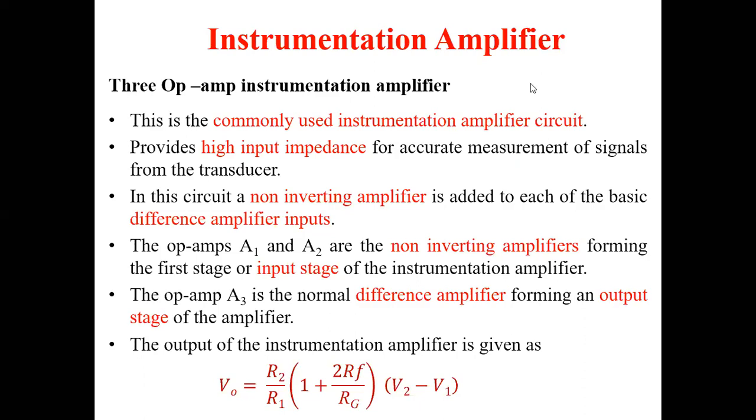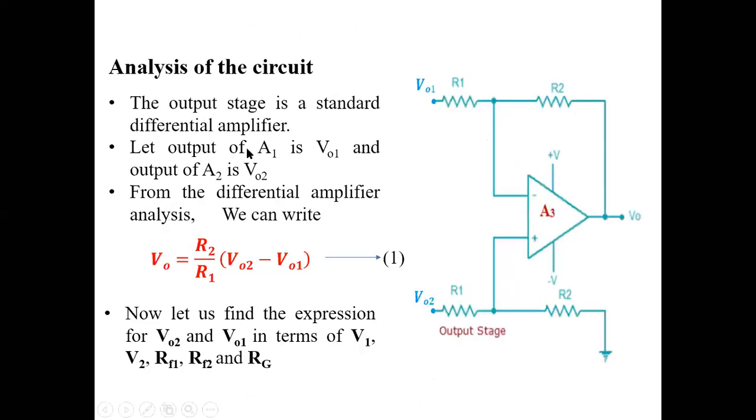Coming to the analysis of the circuit, let us consider the output stage first. The output stage is a difference amplifier, in which the inputs of the difference amplifier are coming from the two non-inverting amplifiers. So let us consider the output of A1.